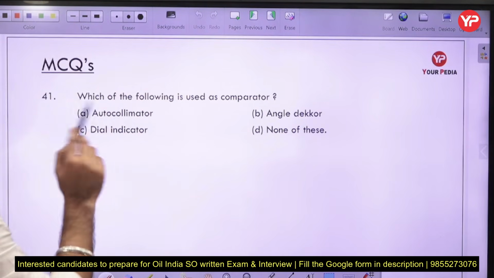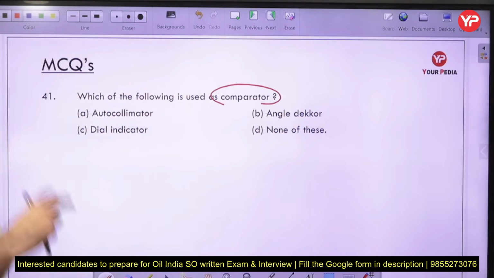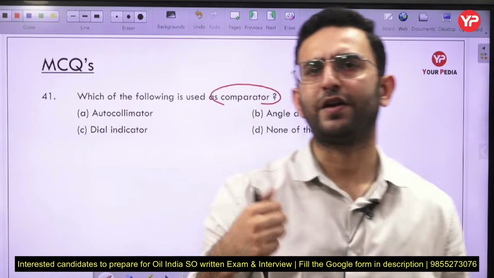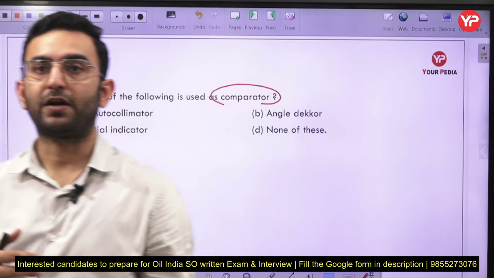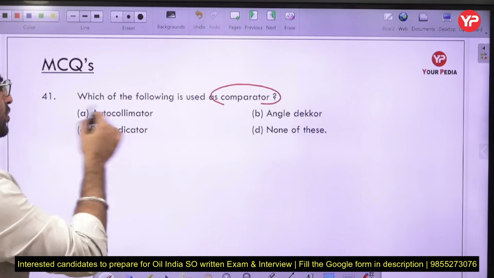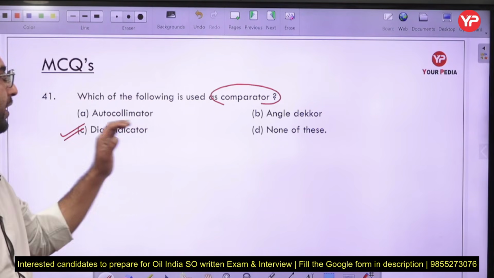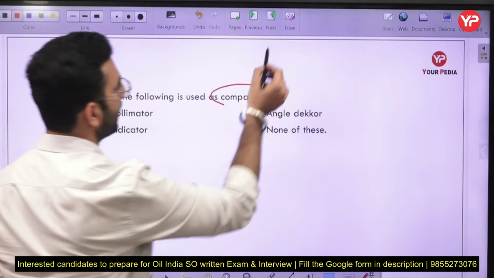Which of the following is used as a comparator? Basically the comparator is used to compare the size of any standard material or a standard body with the reference body here. We have different types of comparators, like an electrical comparator, pneumatic comparator, or I can say hydraulic comparator. In this case, the dial indicator out of all of these four is a comparator here. It is a mechanical comparator basically.